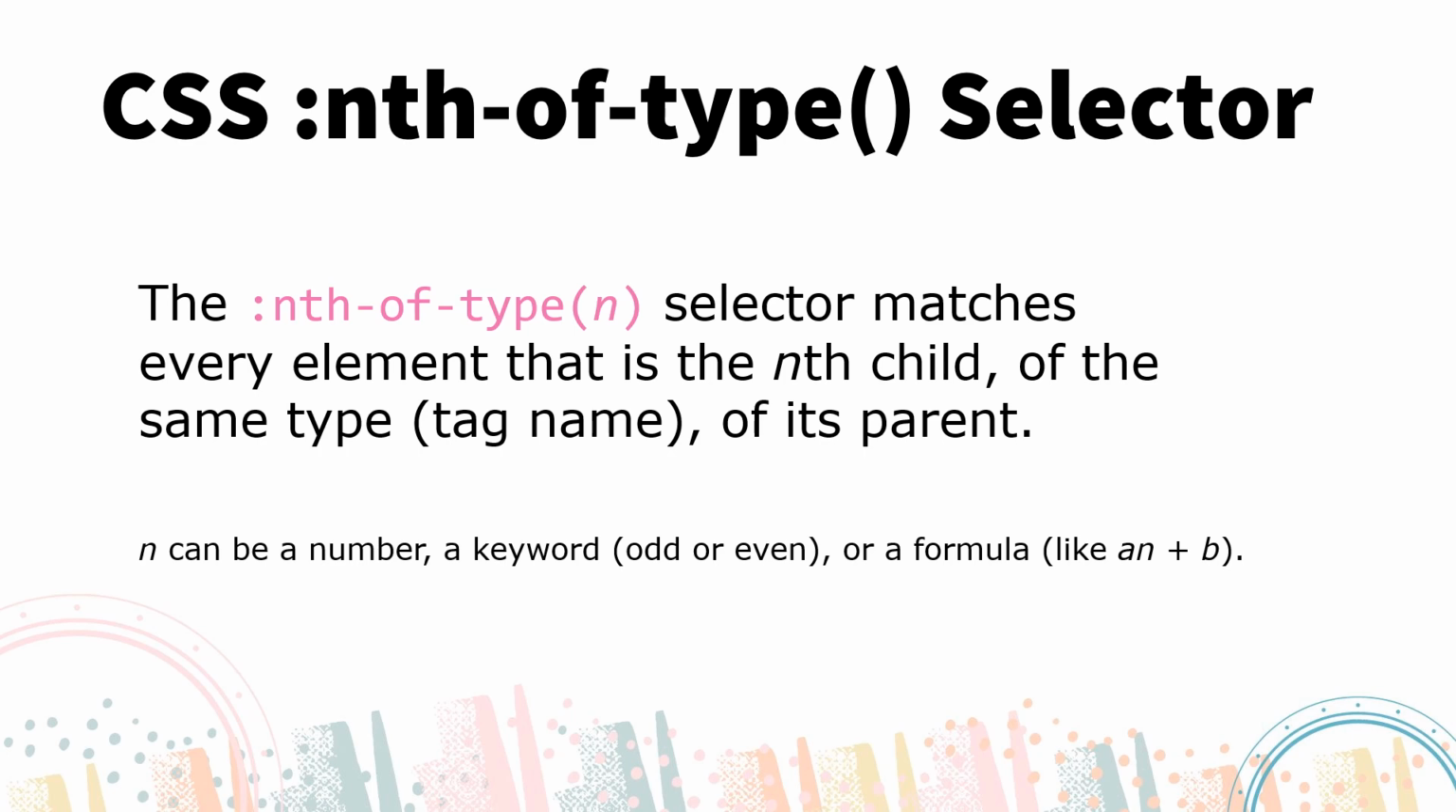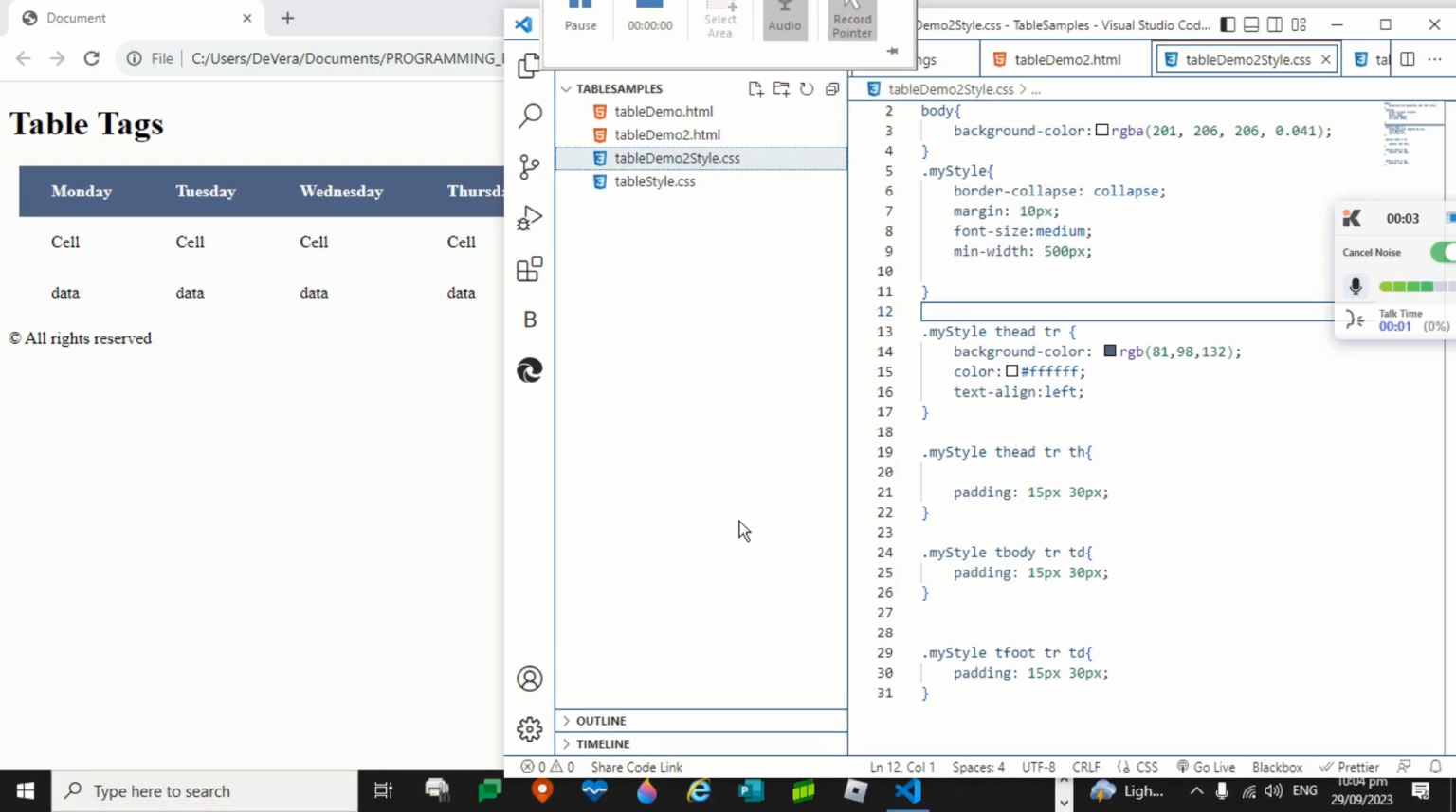Okay, so I will be using the nth-of-type selector. What it does is that this selector matches every element that is the nth child of the same type of tag name of its parent. So n can be a number, a keyword, odd or even, or a formula like an plus b. I will now be using the nth-of-type selector.